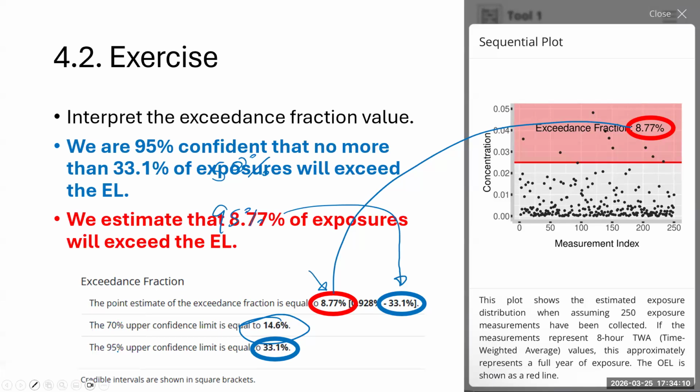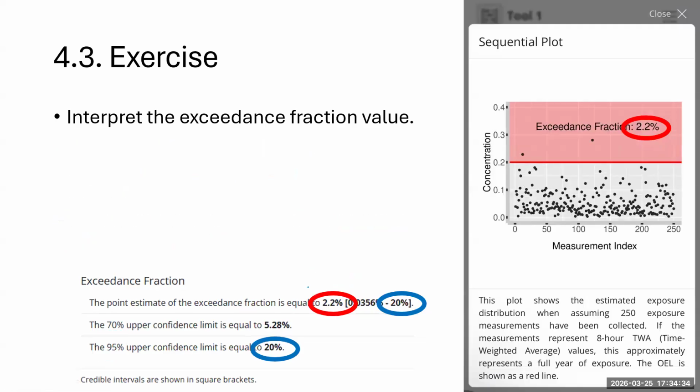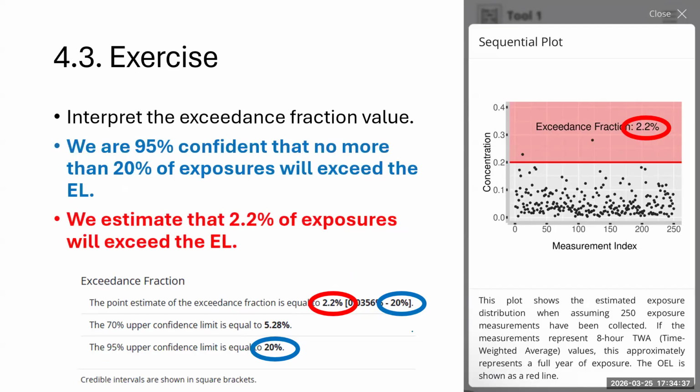Let me erase my notes here. But again, it's just the wording, the percentages we report, and our confidence changes. It's either 50%, 70%, or 95% confident that that percentage will exceed the exposure limit. Again, another example. So 95% confident that no more than 20% of exposures will exceed the exposure limit. We would like that to be 5%. We want that to be 5.